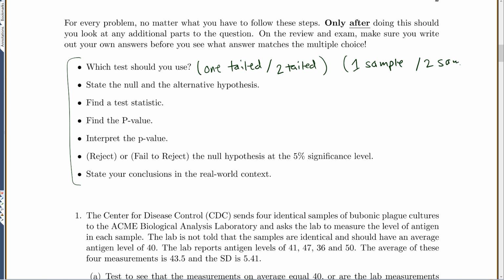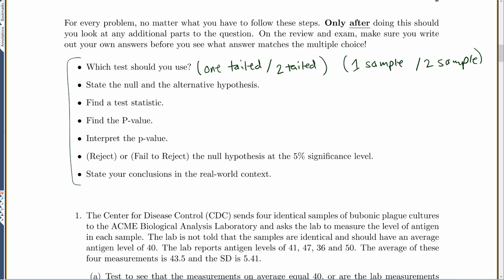Now those two things don't affect each other. You can have one tail, two samples, one tail, one sample. Sorry, these two things don't affect each other. You should be able to tell me how many tails you did and how many samples. You need to be able to tell me the null and alternative hypotheses. You need to find a test statistic, find the p-value, interpret the p-value. You need to know whether or not you should reject or fail to reject the null hypothesis.